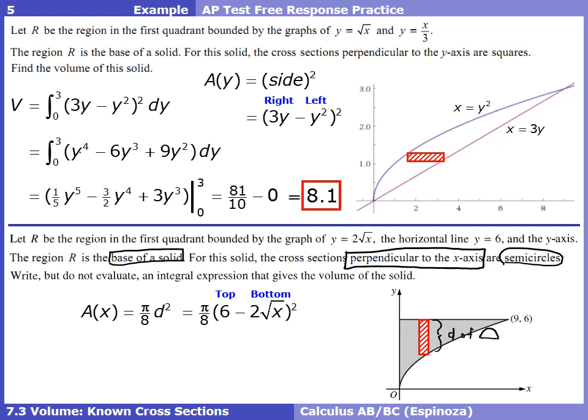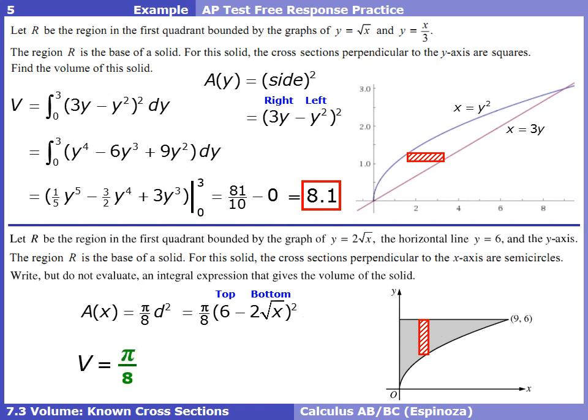Once you find the area of one of these semicircles, just remember from the first slide, to find volume, all you do is integrate area. And now that we know that our area in terms of x is this function right here, we can go ahead and set up this integral. I didn't mention this at the beginning, but this is one of those problems where they want you to write, but do not evaluate the integral. So we just need to set it up.